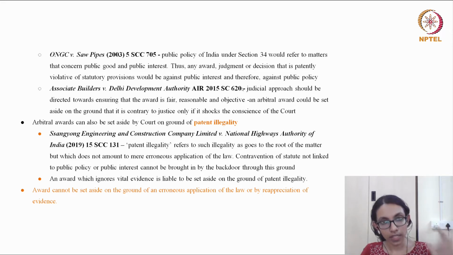And Section 34 clearly specifies that a party cannot approach the courts by saying that there was some error in the application of law by the arbitral tribunal, or that if the court were to take a look into the evidence once more, it would reach a different conclusion, etc. So, an erroneous application of law or a reappreciation of evidence is not a ground for challenging arbitral awards before courts.